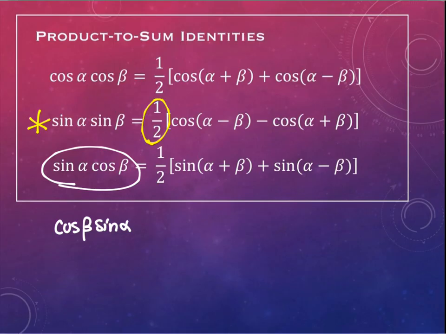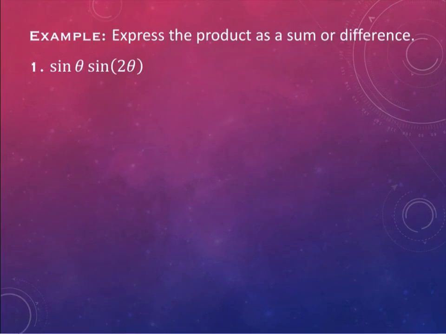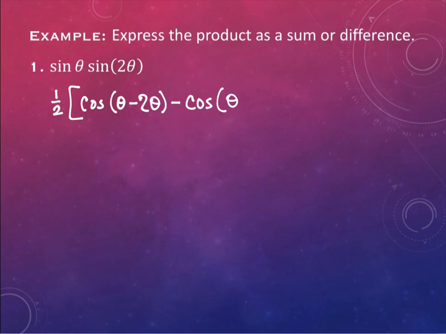So this says that I'm going to put a 1/2 at the front, and then I'm going to have the cosine of the angles subtracted, and I'm going to subtract the cosine of the angles added. Okay, so this is the formula I'm going to be employing on this particular problem. So I'm going to write the 1/2 in front. And then it's a cosine, and it first said the angles subtracted, so this is theta minus 2 theta. And then I'm subtracting, and then this is a cosine of the angles added, so theta plus 2 theta. Okay, so we see where all the pieces came from and why they went there.